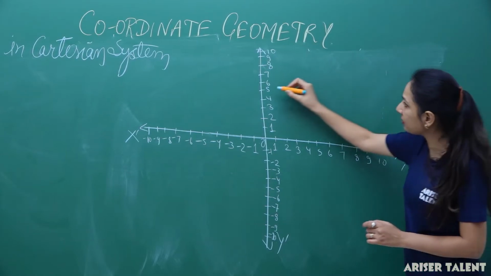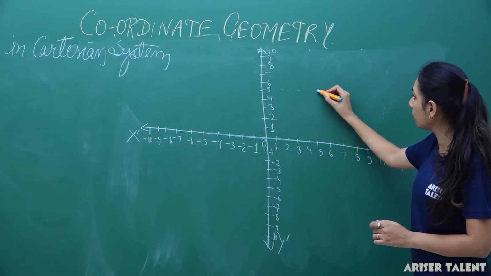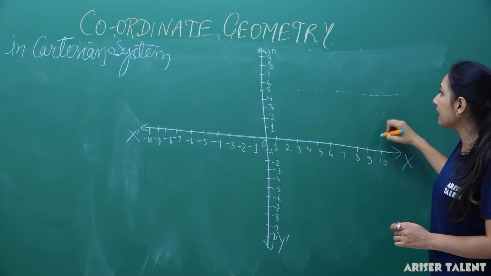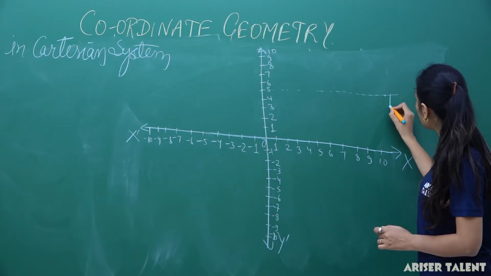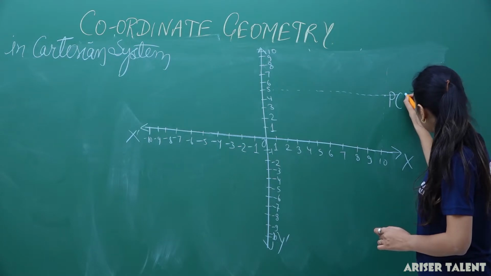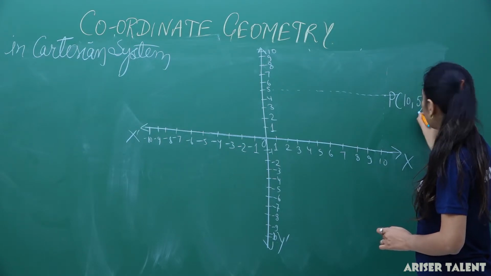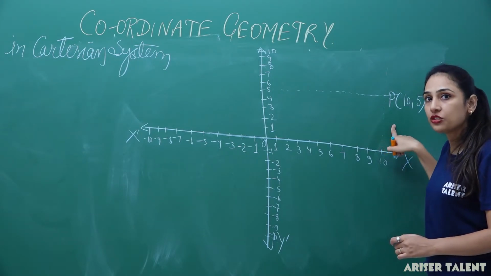Okay, and 5 is here. So, perpendicular to this side. So, by the intersection of these two lines, what will you get? A point here. And this point will be your P. And P will be 10, 5. Okay. So, located the first point here.